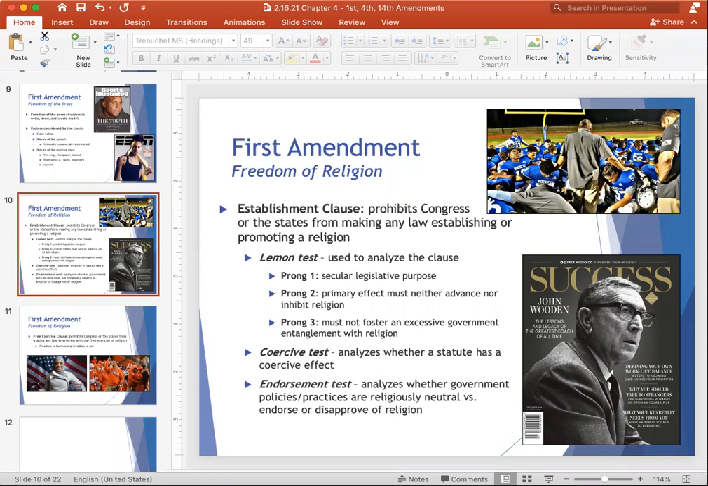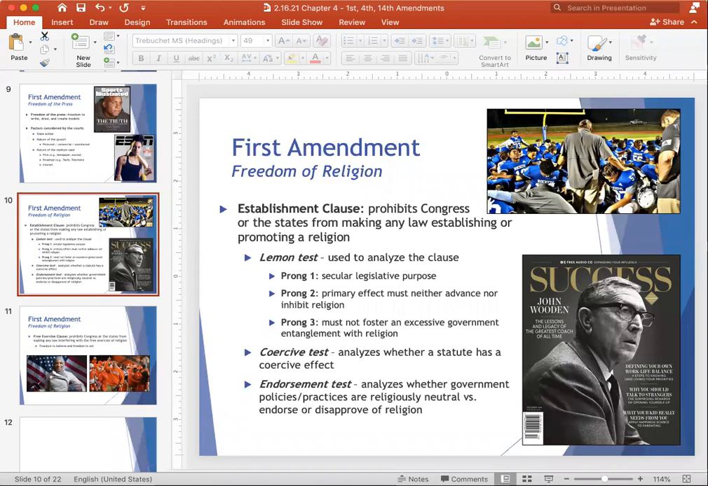The coercion test and endorsement test are used most commonly, and that is looking at whether a statute, a rule, I say a policy and procedure because this also is relevant to sport organizations that are state actors, does that have a coercive effect? Or does the conduct of a state actor have a coercive effect or potentially endorse a specific religion or disapprove of a specific religion through the policies or practices of the state actors? Essentially, sport organizations that are state actors must remain religiously neutral in their official capacity at work.